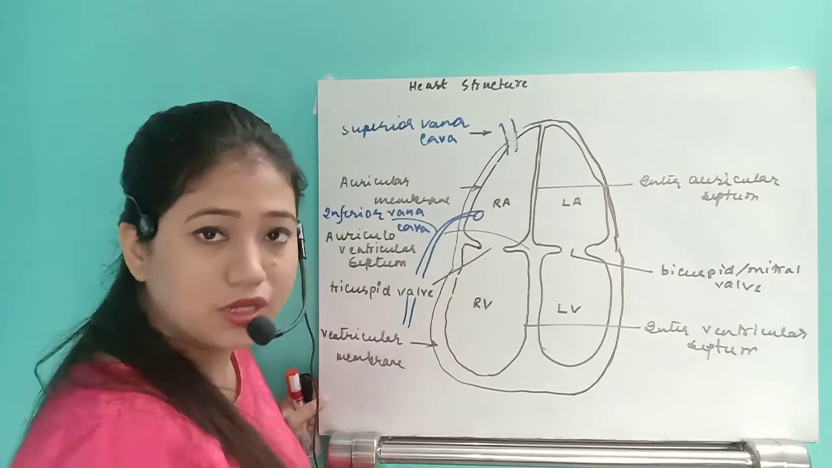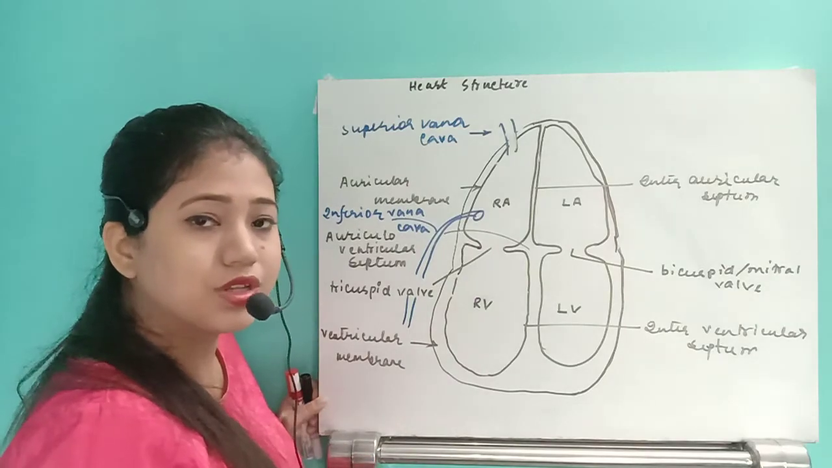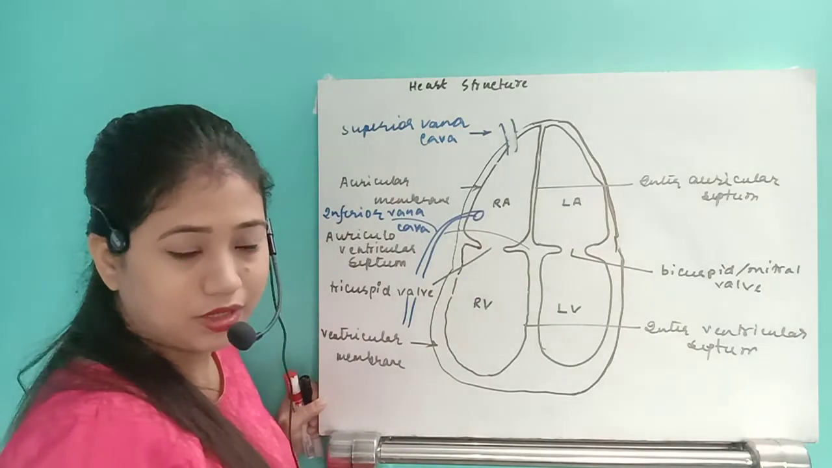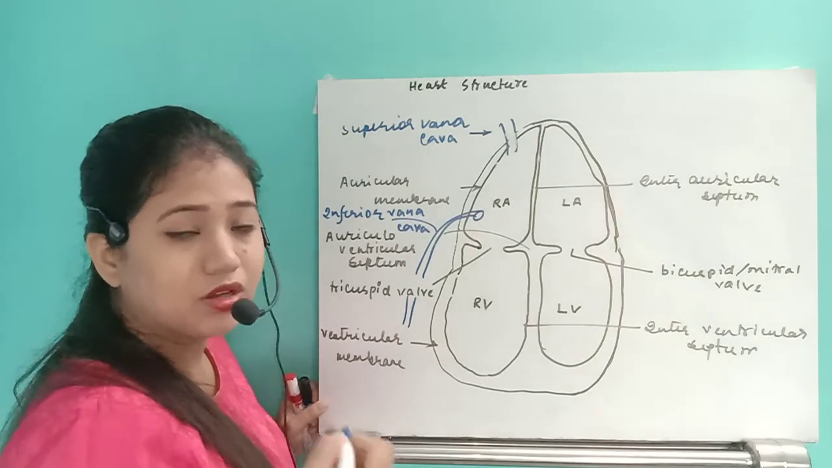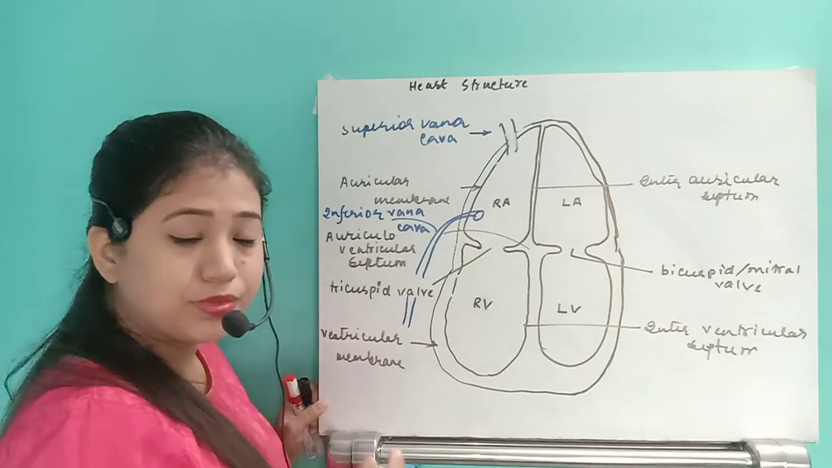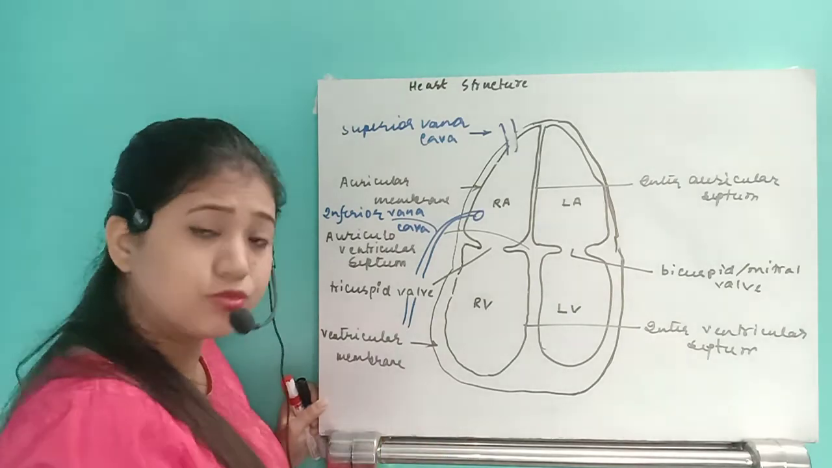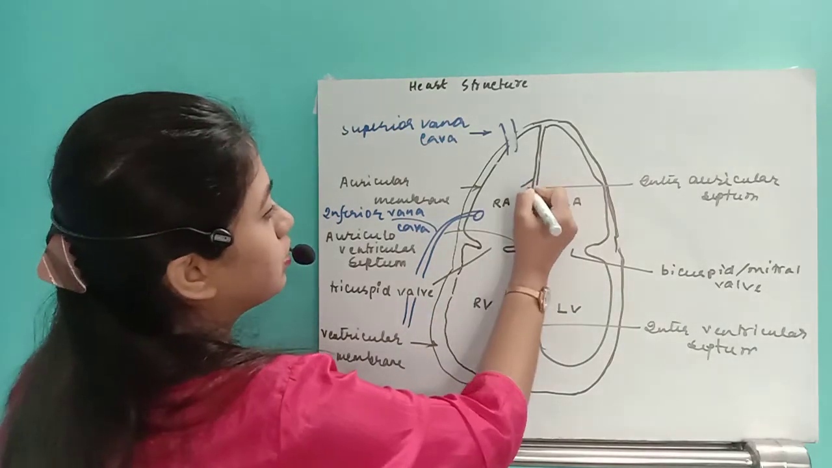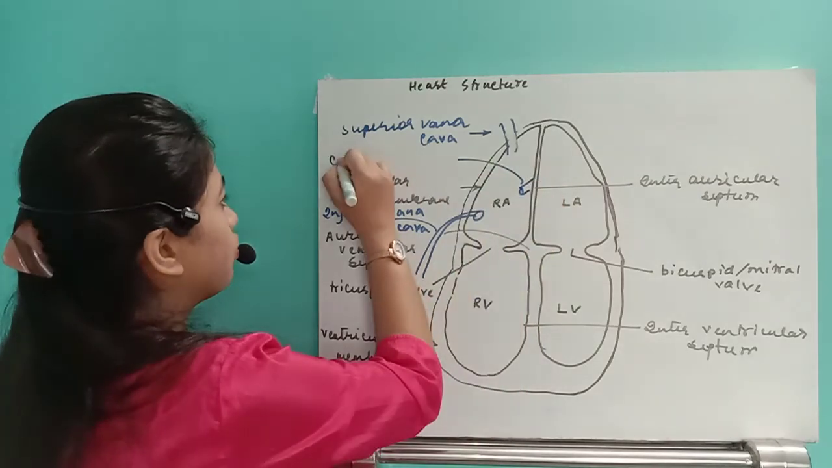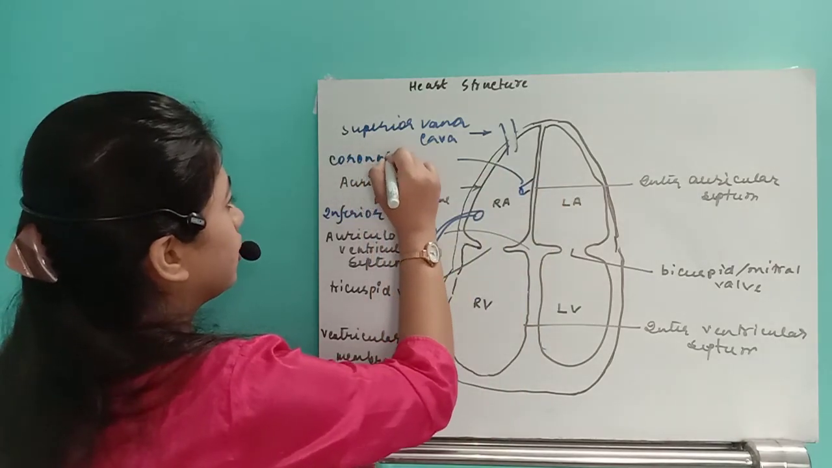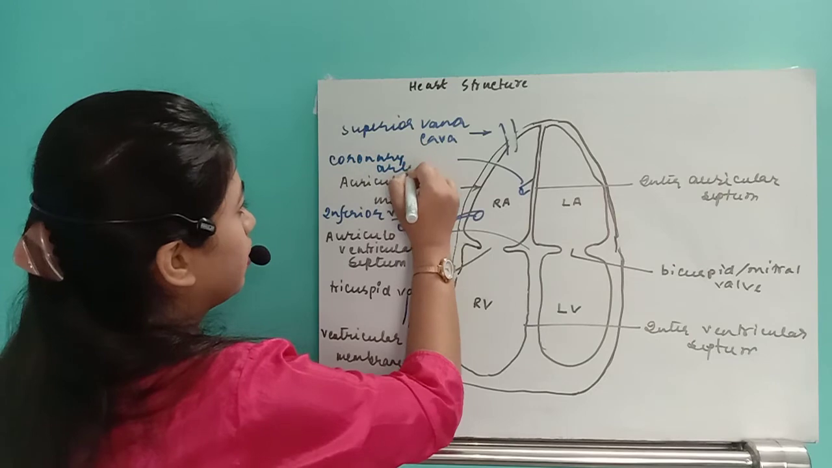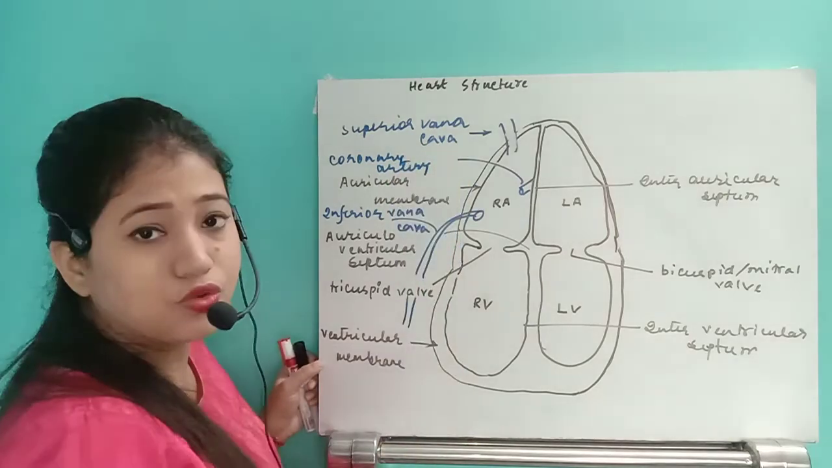The heart is also an organ. The heart will also need blood, it will also need oxygen, and it will also release carbon dioxide. So the deoxygenated blood produced by the heart itself comes to the right auricle. What is that? This is known as the coronary artery.